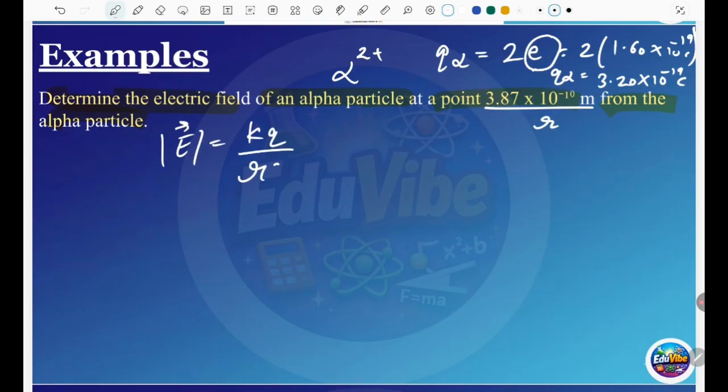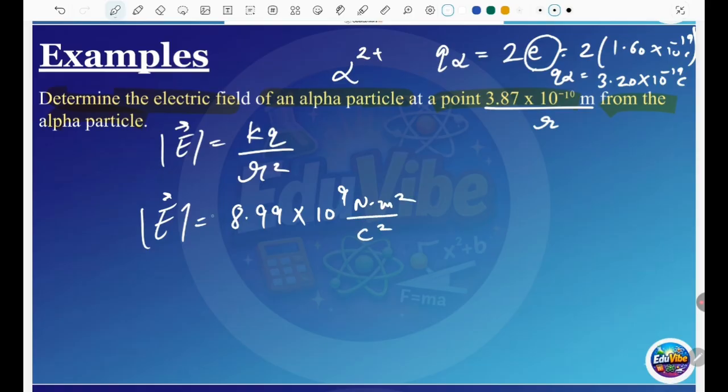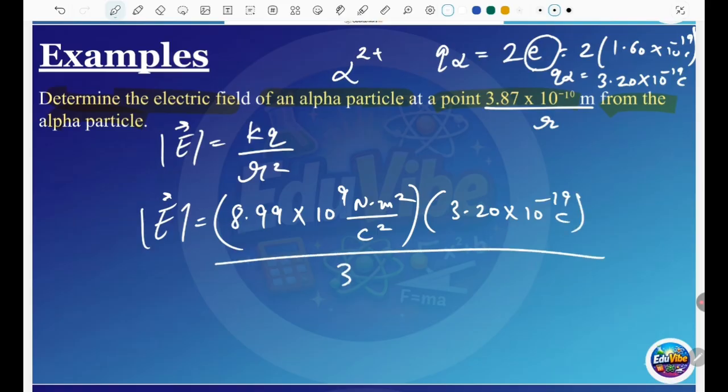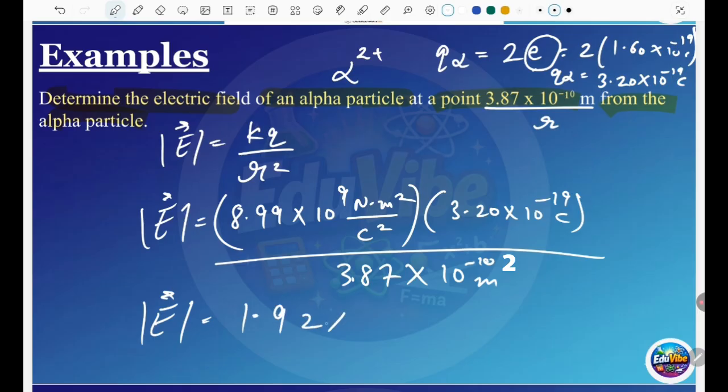So E = kq/r². E is equal to 8.99 × 10^9 newton meter squared per coulomb squared, times q, which is 3.20 × 10^-19 coulombs, divided by 3.87 × 10^-10 meters squared. When we solve this, we get about 1.92 × 10^10. This is in newtons per coulomb.